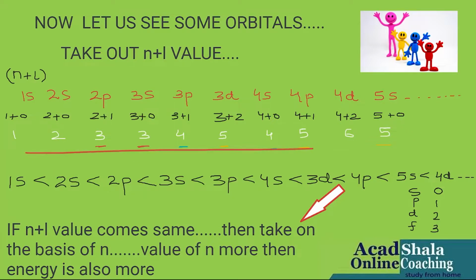Okay, I've taken out the n plus L values of all the orbitals. Fine. After taking out the n plus L value, my next question arises: how will I come to know about the filling of the electrons? The n plus L value is in my hand. Now let us see. I told you about the energy levels of the orbitals also, right? So first I will see the n plus L value, which is coming out to be 1. So 1 is the lowest value among all.